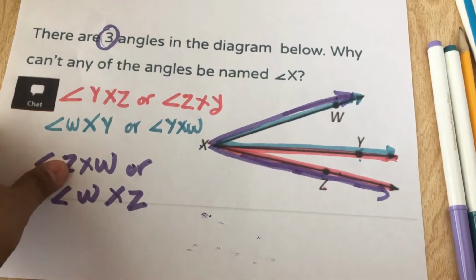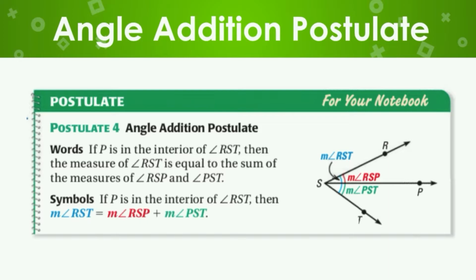Now I just alluded to the Angle Addition Postulate. Postulate is another word for a rule. It says here in words, if the point P is in the interior of angle RST, then the measure of angle RST is equal to the sum of the measures of angle RSP and angle PST.